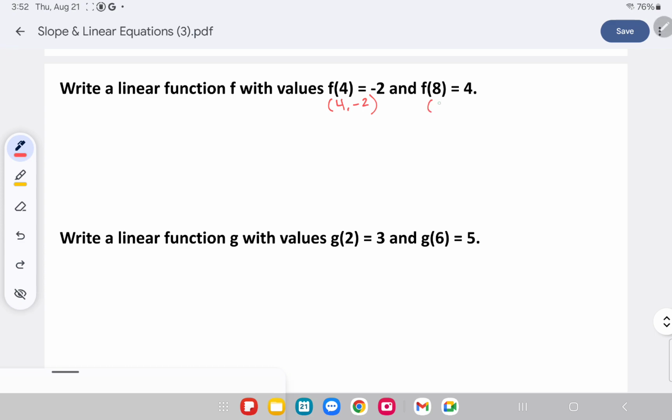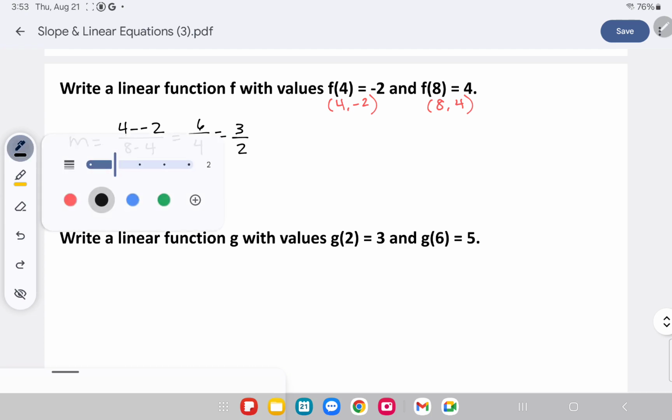Similarly, when our input is 8, our output is 4. That's another ordered pair. So when we're solving this, we're just going to find the slope using change in y over change in x. We get 6 over 4, which does reduce to 3 over 2. So our slope is 3/2.